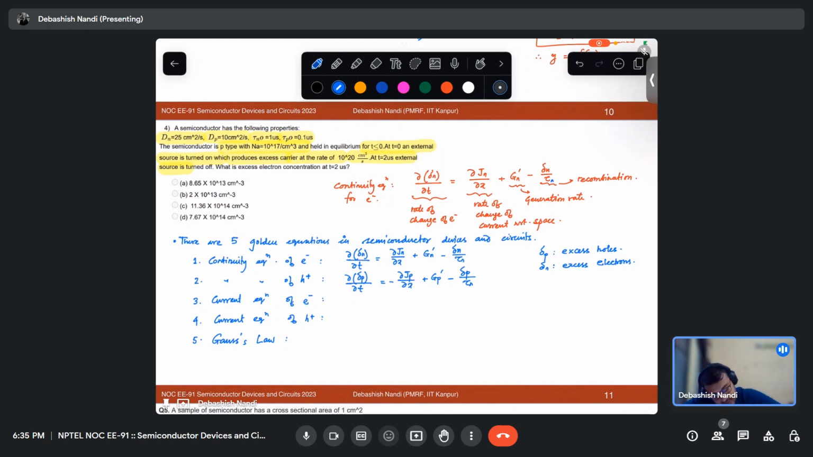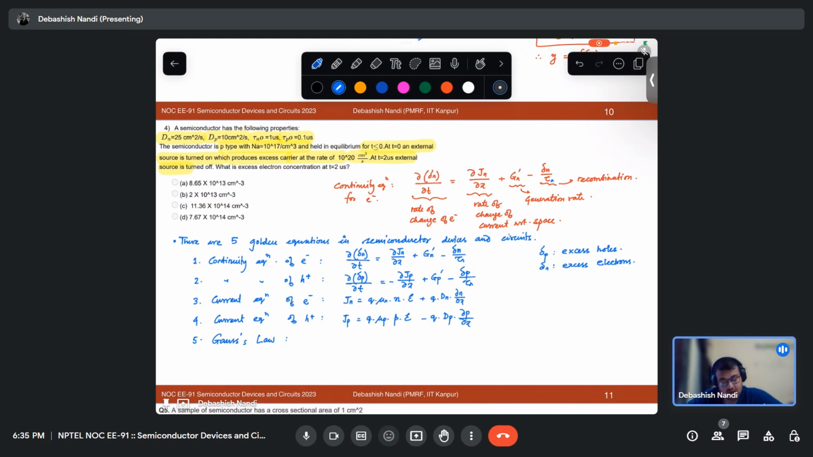And this is your total current equation. This we have also seen. Jn = q mu_n n E + q Dn dn/dx. Similarly, Jp = q mu_p p E plus q Dp dp/dx. This should be minus, and I assume that you know why it would be minus.